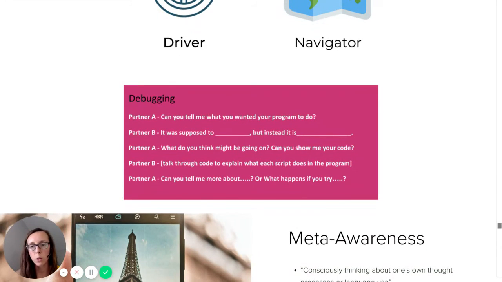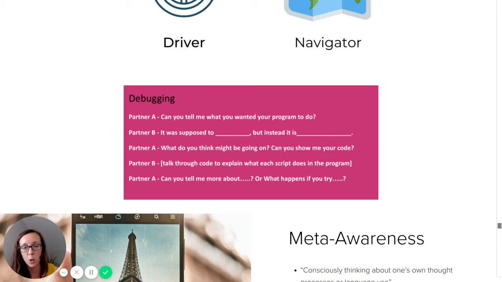This is one way that I structured debugging. When we do debugging in one of my classes, we use partners to help talk through where the problem comes up. It's sort of like a real life version of rubber ducky debugging. So in this case, we've got partner A and partner B, and partner A has specific things that they say, and partner B has their own specific things.